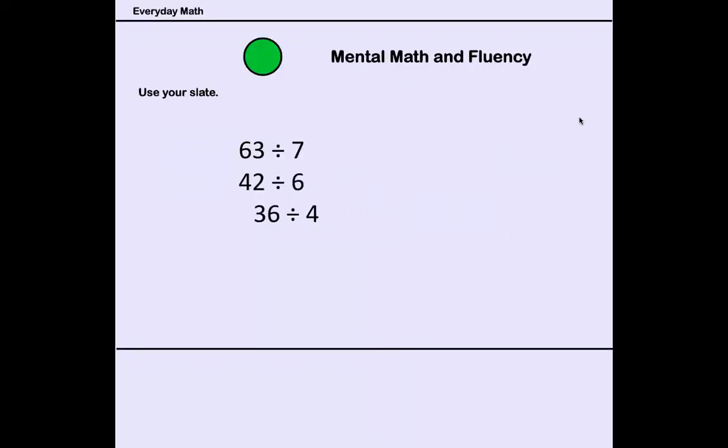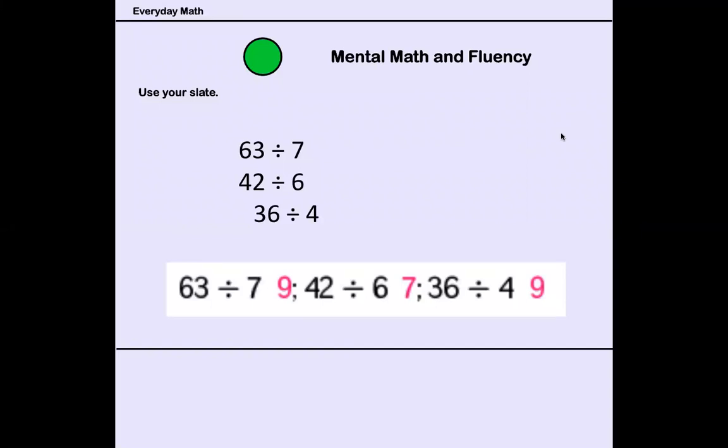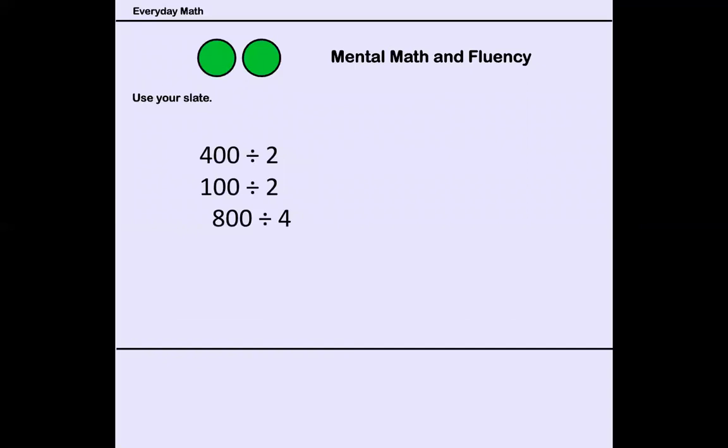Okay, let's do our quick mental math. Just very quick division: 63 divided by 7, 42 divided by 6, 36 divided by 4. Just write your answers quickly and let's share our answers. It is 9, 7, and 9. Next, 400 divided by 2, 100 divided by 2, 800 divided by 4.